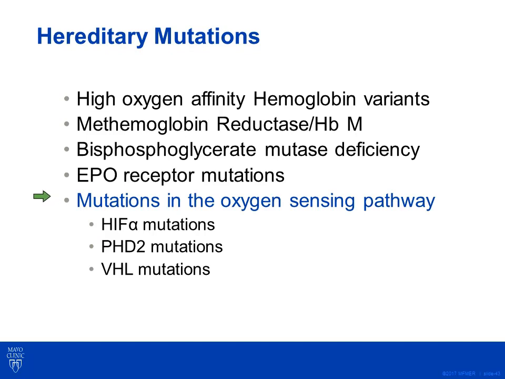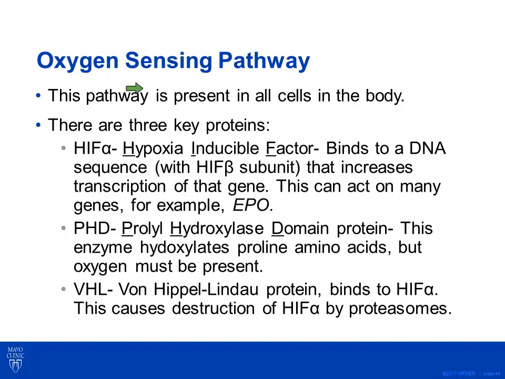Let's turn then to mutations in the oxygen sensing pathway. And to look at these mutations, it's helpful to review how this pathway works. And this pathway is present not just in red cells, it's present in all cells in the body, at least all cells that still have a nucleus. And there are three key proteins involved. The first is what's called HIF-alpha, the hypoxia-inducible factor.